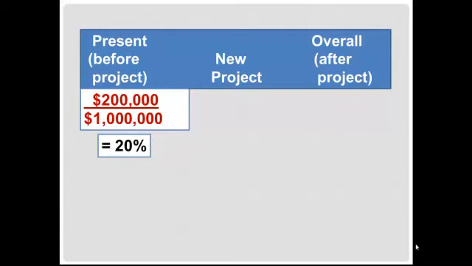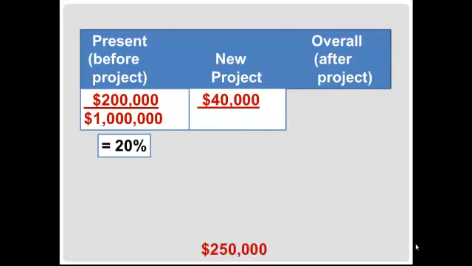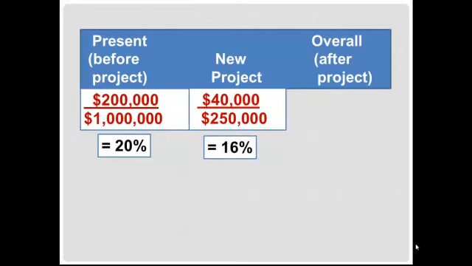Now let's look at what the new project will do. We're told in the second paragraph that the project would earn $40,000 for the year if we make an investment of $250,000. So if you crunch those numbers, you'll come up with 16%. So if we stop here, we realize that this investment center currently is earning a return greater than 12%. So they're doing well. They have an opportunity to earn 16% on a new investment. So from corporate headquarters' perspective, this is a good investment because 16% is greater than 12%.